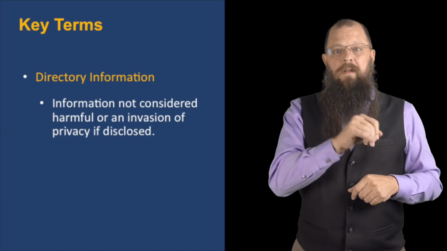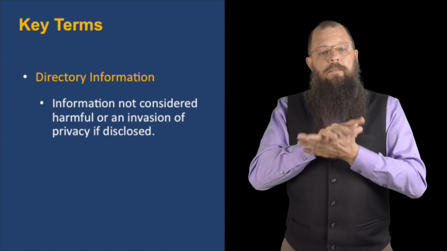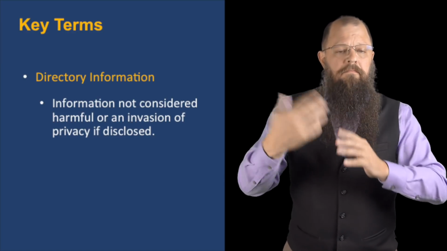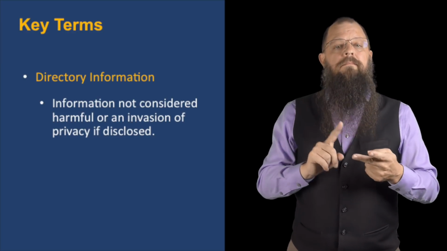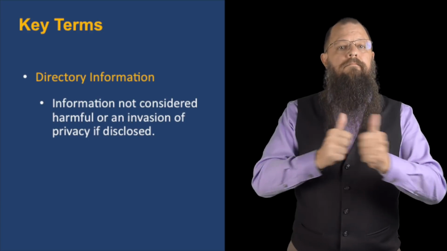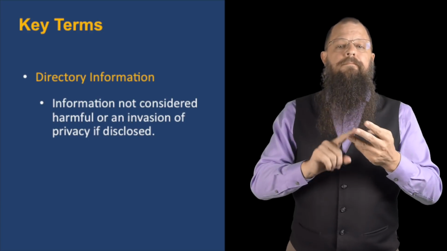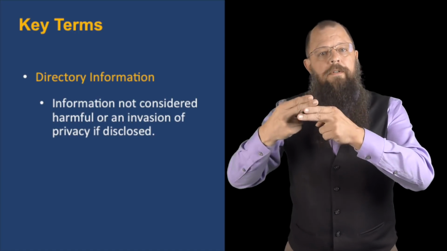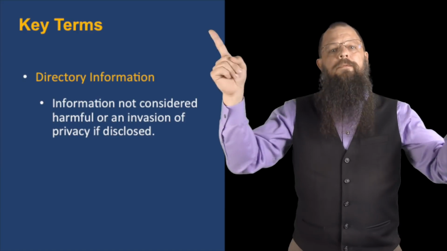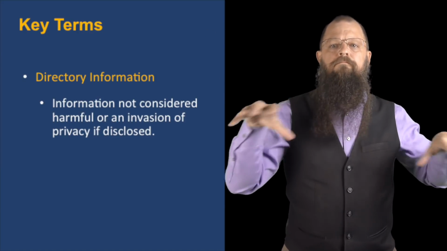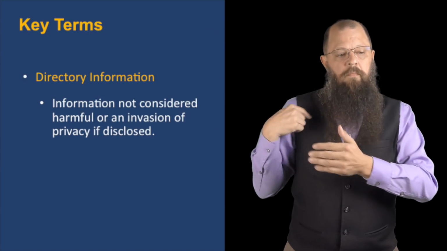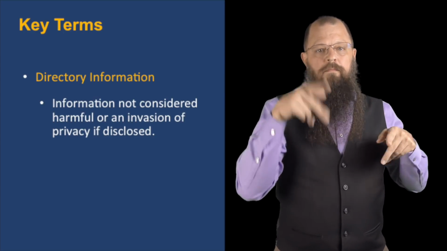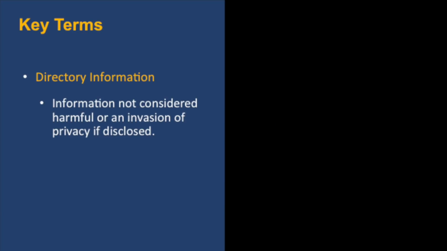Directory information is different from PII in that it is information that is not considered harmful or an invasion of privacy if disclosed. This can include honor roll, school sports with their names being advertised, athletic games having a team roster including height and weight, announcements regarding student success or performance. These are all considered non-harmful and therefore permitted.